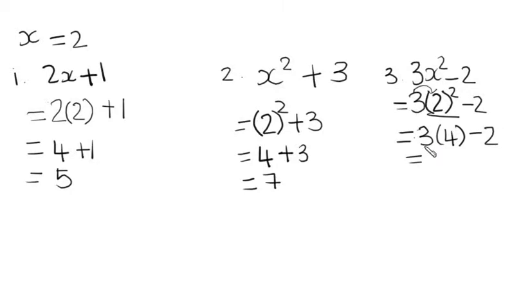Now I can say 3 multiplied by 4, which gives me 12 minus 2, and then 12 minus 2 gives me 10. Great. Right, I hope you all understood that.